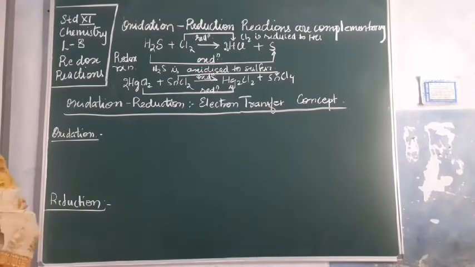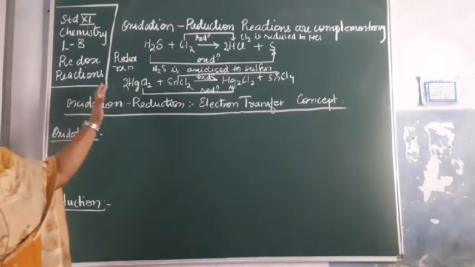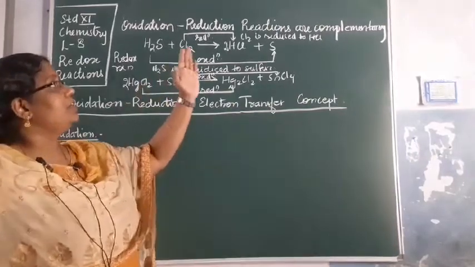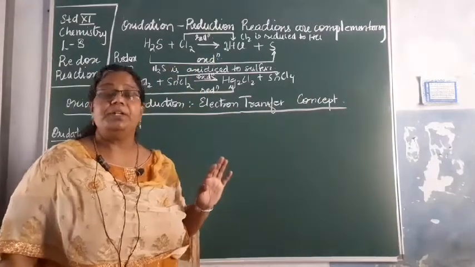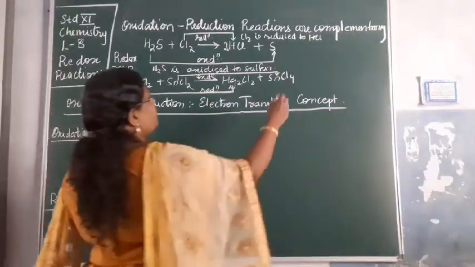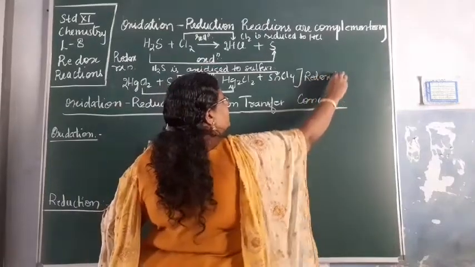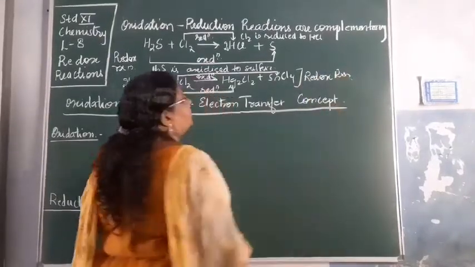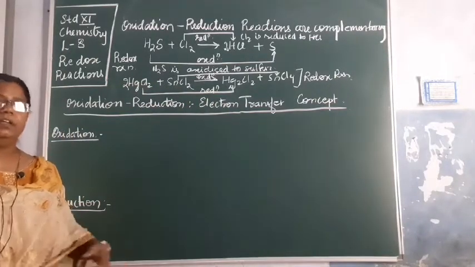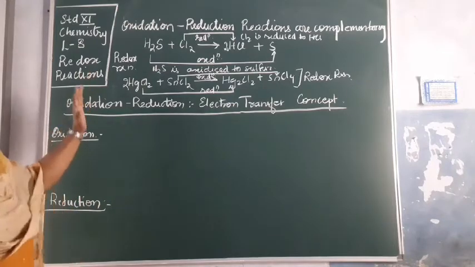So here also you can observe that both oxidation and reduction processes are simultaneously being carried out. Therefore we say that oxidation and reduction reactions are complementary to each other. So this is also a redox reaction. That means where oxidation takes place, reduction also takes place, okay? Both reactions will occur together. So that was the redox reaction.